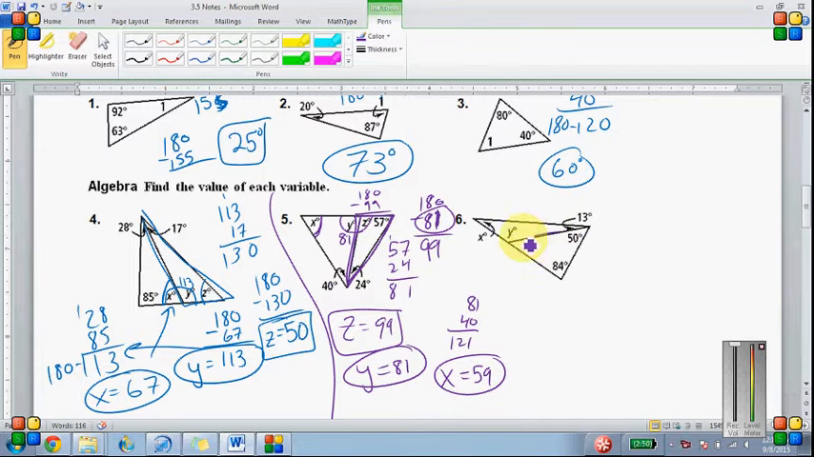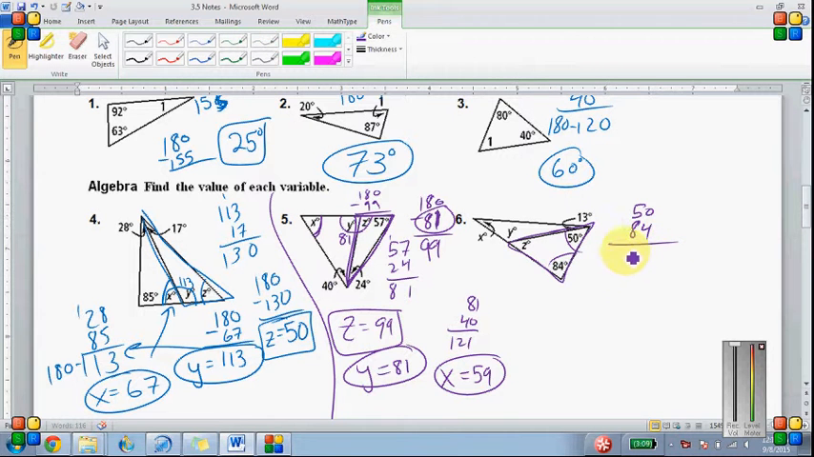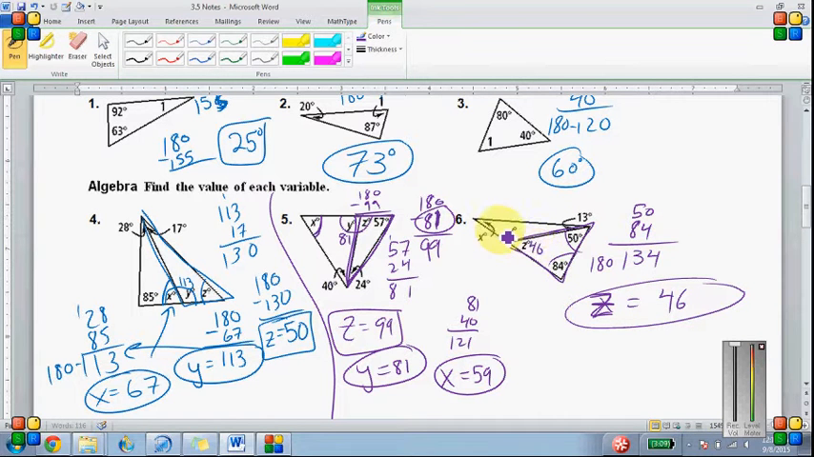Next, over here, we're going to start with this triangle because we've got these two angles, so we add those together. And we get 134. So when I subtract that from 180, I am left with z equals 46. So z is 46, same thing, y and z are supplementary.